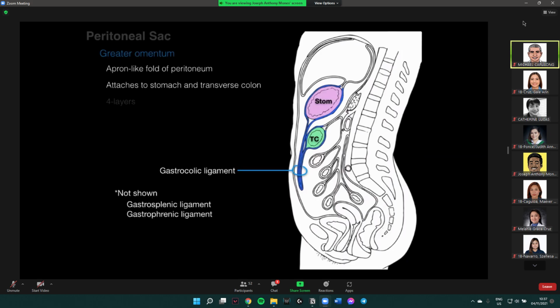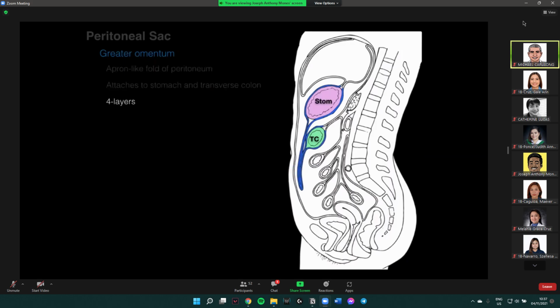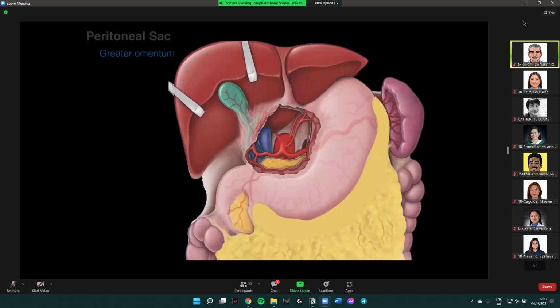This picture doesn't show the gastrosplenic ligament and the gastrophrenic ligament, the parts of the greater omentum that go between the stomach and the spleen, and the stomach and the diaphragm. And it has 4 layers. So basically there's 2 layers that come from the front and back of the stomach, and 2 layers that come from the front and back enveloping the transverse colon. So this major part of the greater omentum has 4 layers.